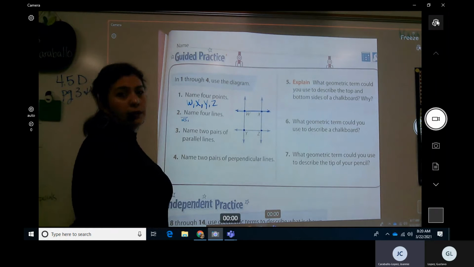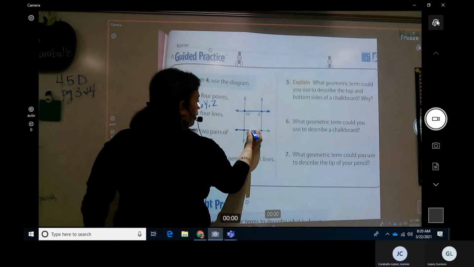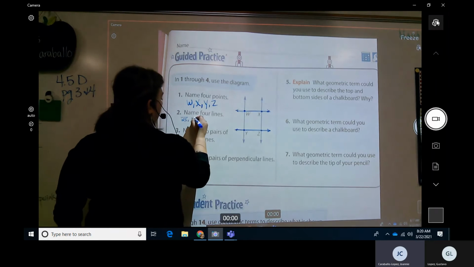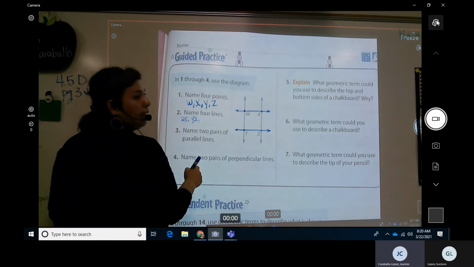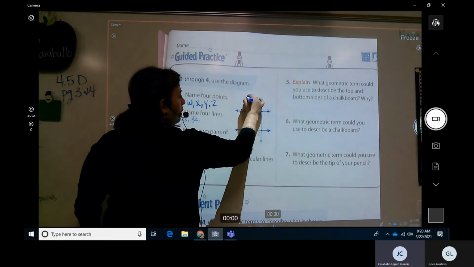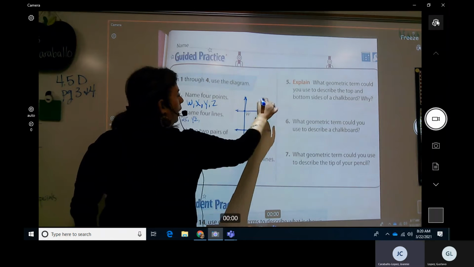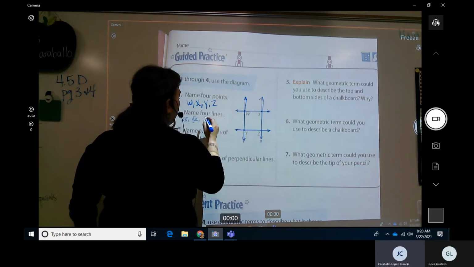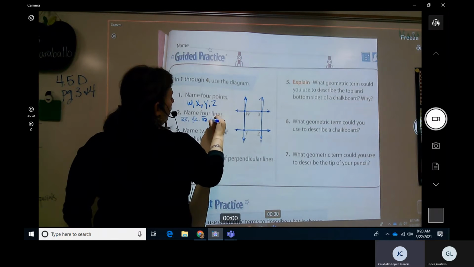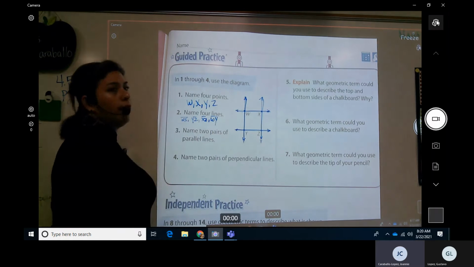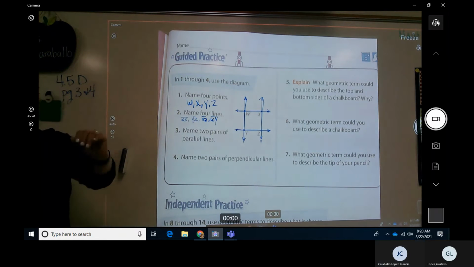¿Cuál sería otra línea? YZ, la línea encima. ¿Qué otra línea hay aquí? Ok, XZ, ¿y cuál otra? WY, perfecto, ¿ok? Perfect.